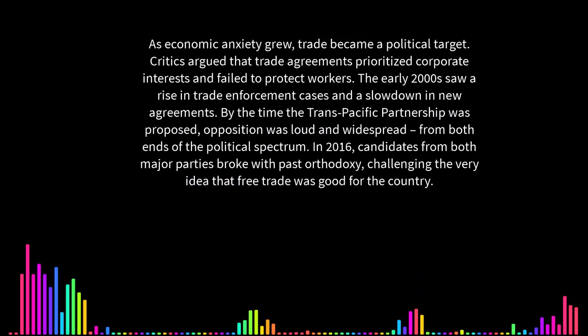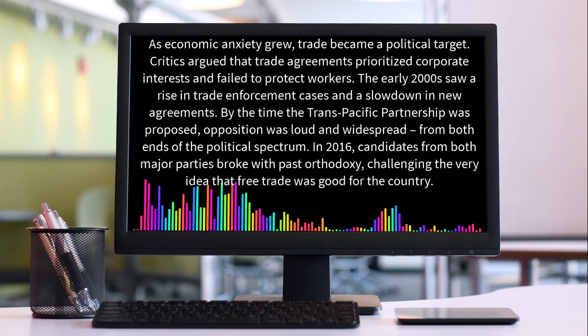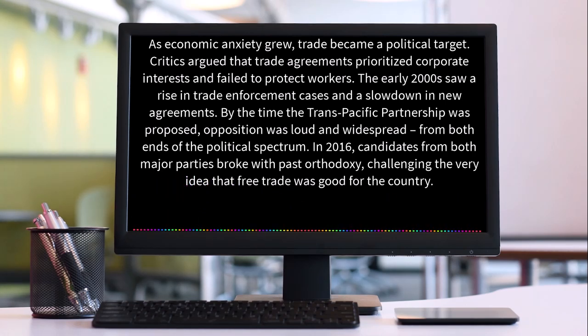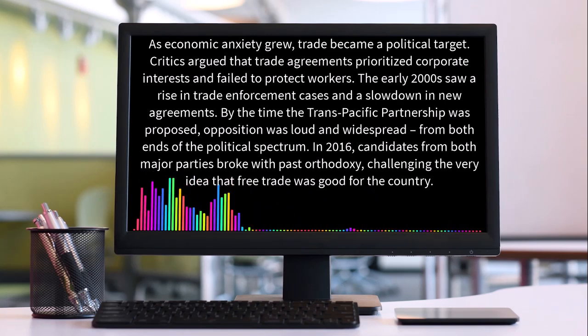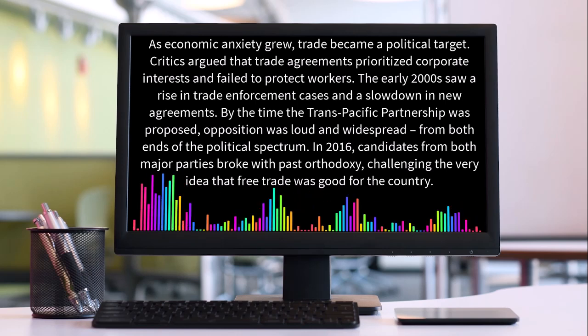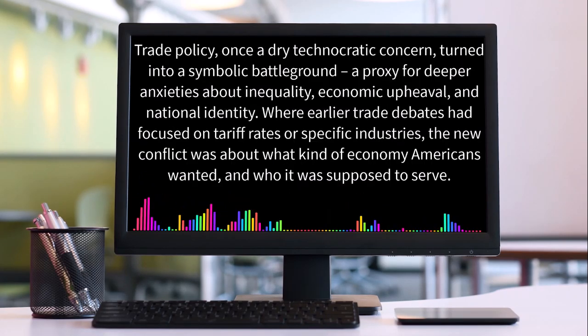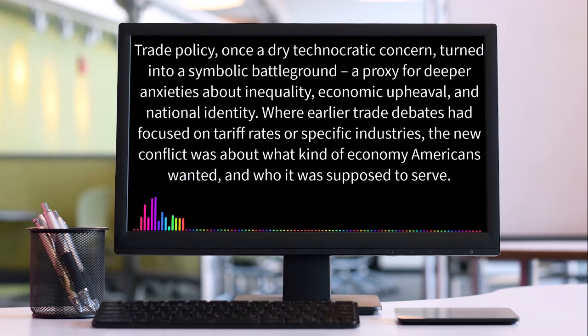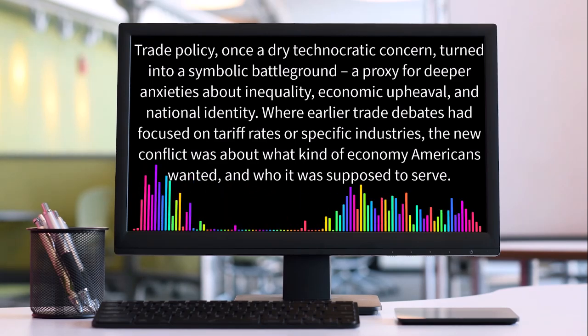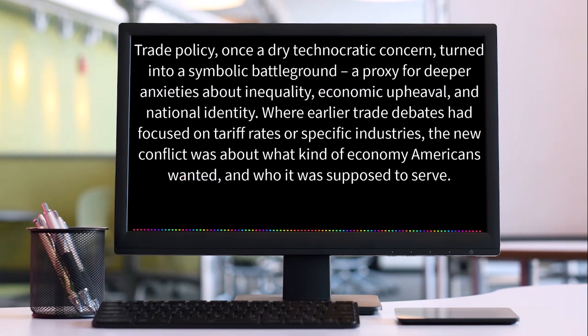By the time the Trans-Pacific Partnership was proposed, opposition was loud and widespread, from both ends of the political spectrum. In 2016, candidates from both major parties broke with past orthodoxy, challenging the very idea that free trade was good for the country. Trade policy, once a dry, technocratic concern, turned into a symbolic battleground, a proxy for deeper anxieties about inequality, economic upheaval, and national identity.